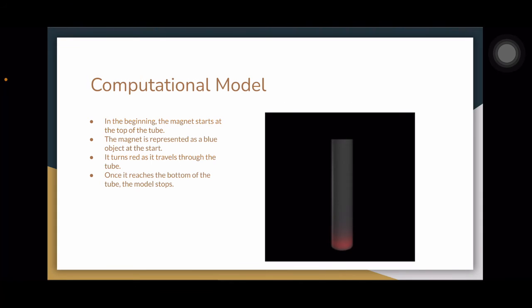Here's my computational model after running the code. It starts off as a blue object at the top of the tube, and then it falls and travels down through the tube, turning red. Once it reaches the bottom, the simulation stops.